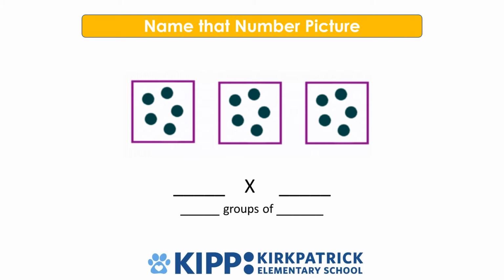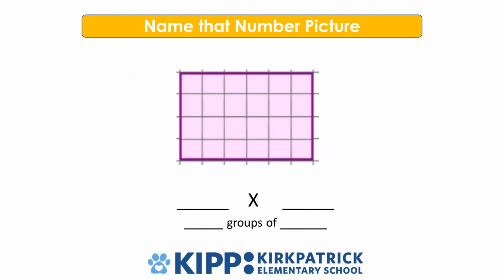Did you get 3 groups of 5? Every single square is a group, and then what's inside is the number in each group. So we have 3 squares with 5 dots in each square. So 3 times 5 or 3 groups of 5. All right, time for the last one. You know what to do. Take a look at the picture and come up with your number equation.